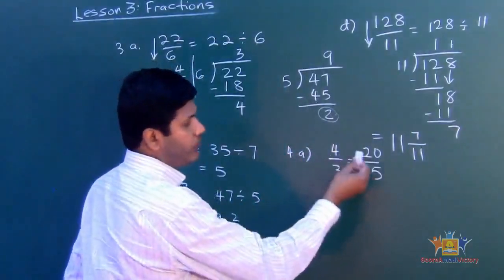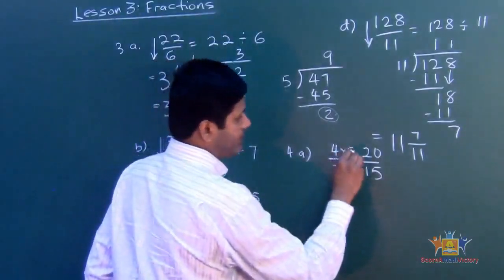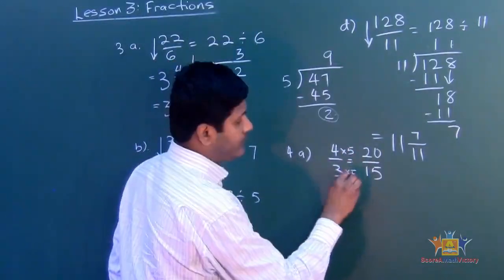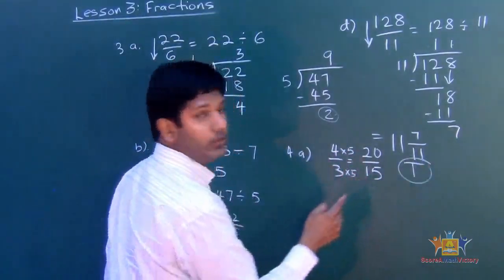So now look at that. How did I get from 4 to 20? By multiplying it by what? By 5. Exactly. If I multiply this by 5, I have to multiply this by 5 also. So 3 times 5 is 15. That means this is true.